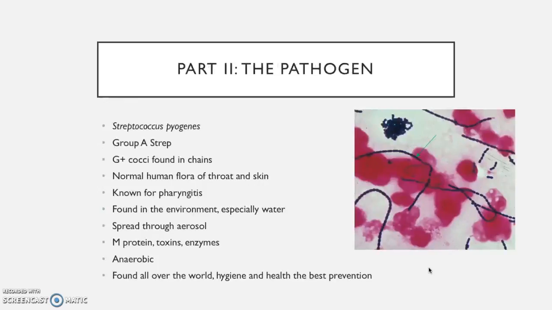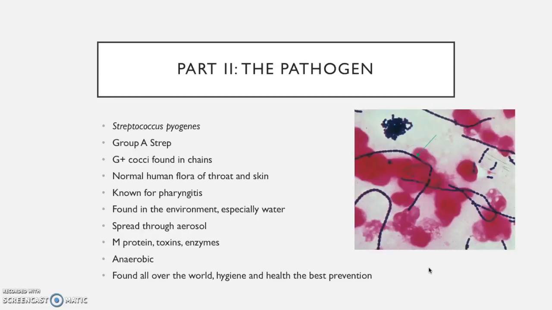So part 2. The pathogen was determined to be Streptococcus pyogenes, and this is a group A strep. And it's a gram-positive cocci found in chains, as shown in the picture here. It is part of normal human flora. It colonizes the throat and the skin, and it causes pharyngitis, which is strep throat, most people know it as. And it's found in the environment, especially in water, especially if you have an open wound or an active infection.